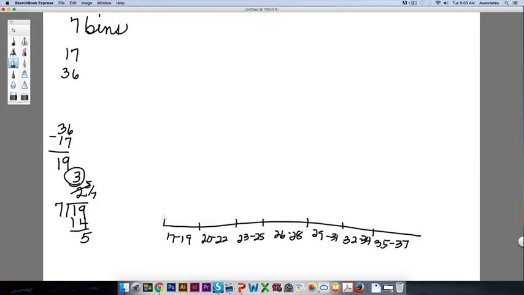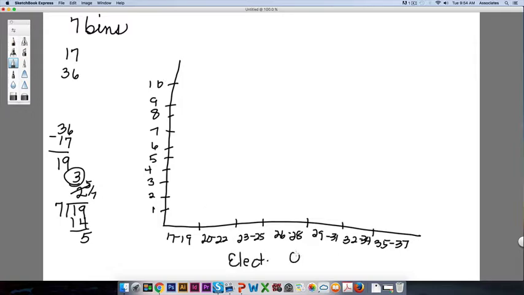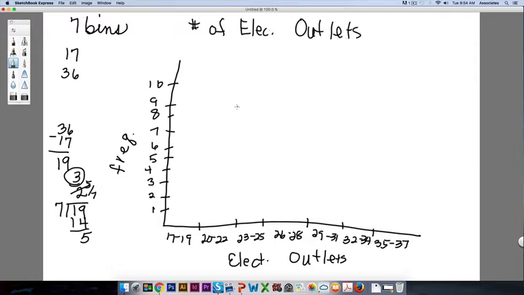And then on this side, I'm going to put my frequency, and I need to go up to 10. 1, 2, 3, and I'm going to go all the way up to 10, making them fairly evenly spaced. Now I'm going to label these. These are number of electrical outlets. This is my frequency over here. I'm going to title the graph number of electrical outlets. And now I'm going to do my bars.